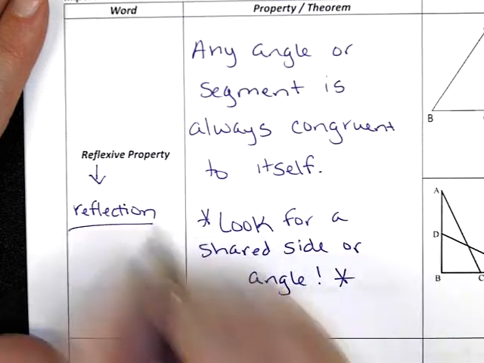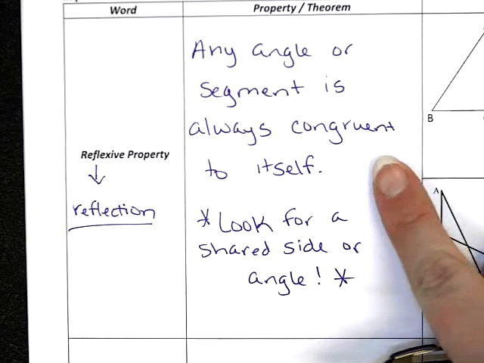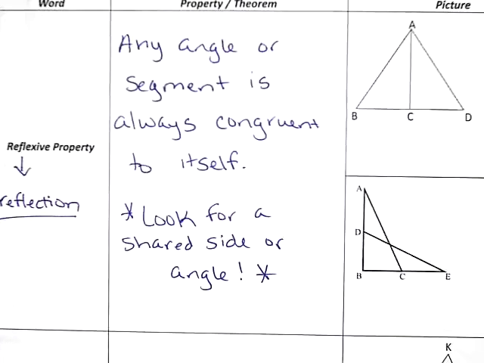It's always exactly the same as you, right? When you look in the mirror, you see yourself back. That's a reflection. It means you're congruent to itself, right? So take a look at our pictures here.